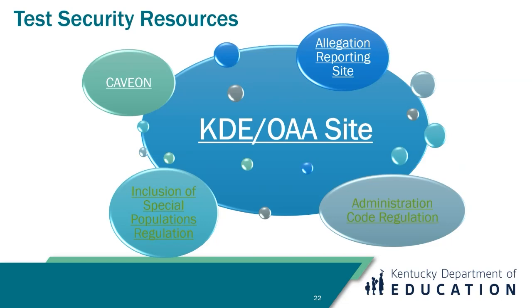Here are some test security resources with links that we have discussed today, including Cavion, the reporting site, administration code regulation, and the inclusion of special populations regulation.